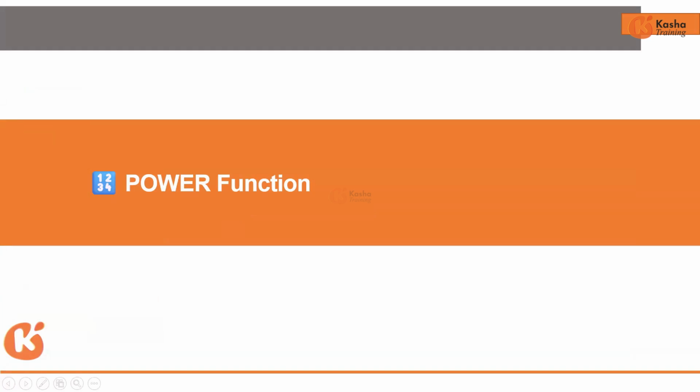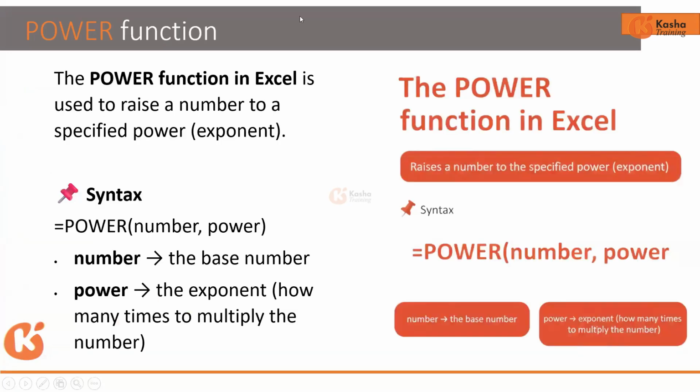Team, in today's session, we're going to understand the POWER function of Excel. So let's see what the POWER function is. The POWER function in Excel is used to raise a number to a specific power, which we basically call an exponent. And that is what the POWER function does.